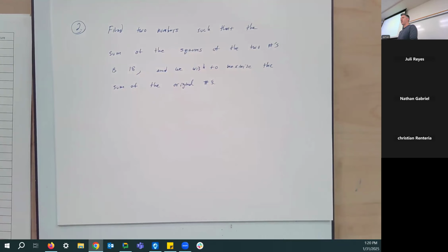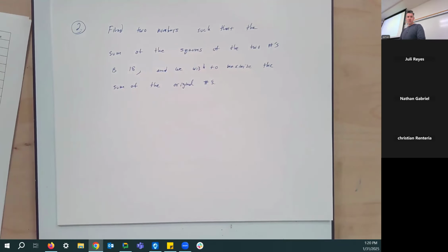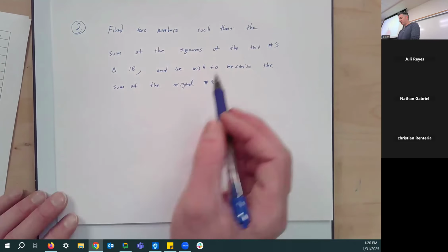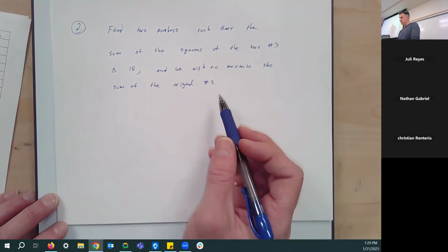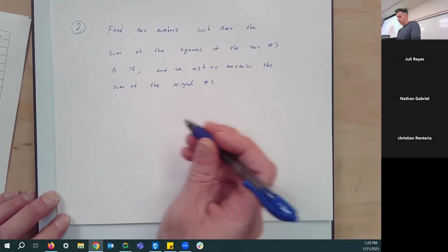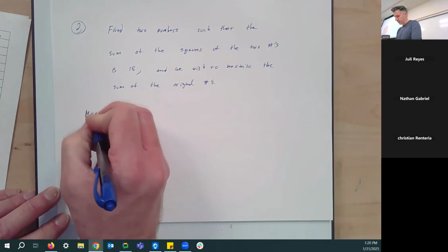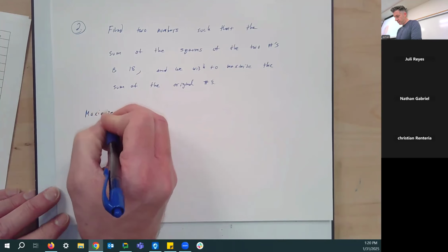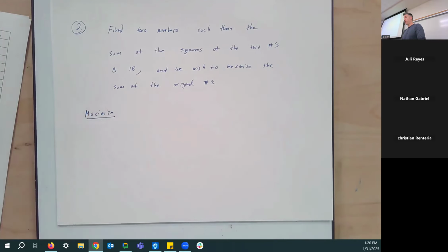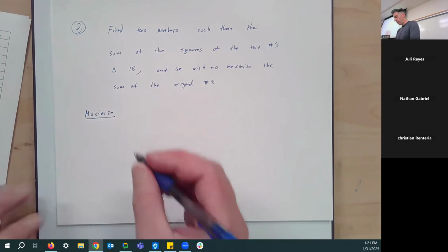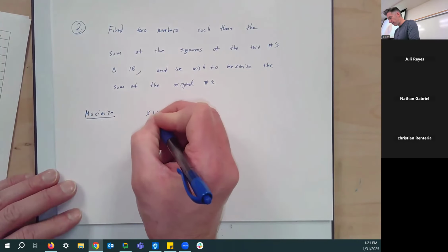Again, a bit contrived and a lot of words. So they're giving us a couple things we want to do here, but we really have to interpret what's being said. So we want to maximize the sum of the original numbers. So we're trying to maximize, I would say, x plus y, right? If we're just trying to maximize the sum of two numbers, we're trying to maximize x plus y.